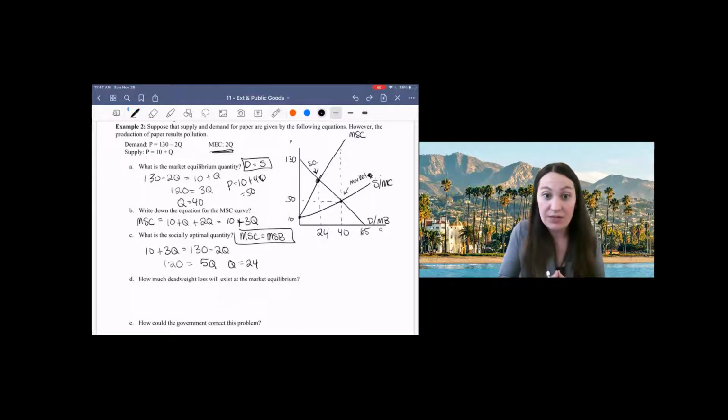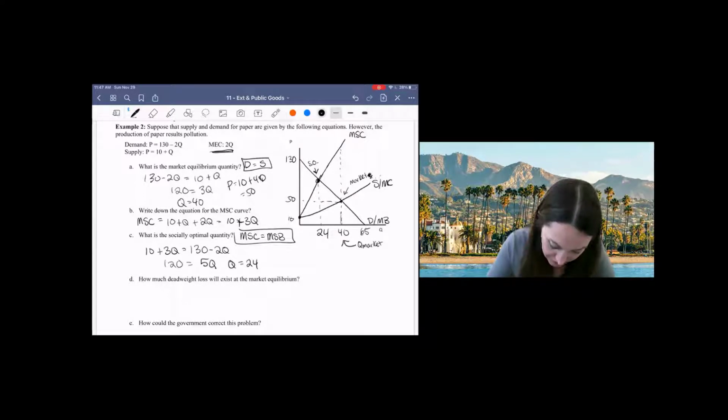All right, then the next question is how much deadweight loss is there in this market? And you can see, right, we want to think about what is total surplus at the market equilibrium compared to total surplus at the socially optimal point. So if we produce all the way out to 40, the problem is that the cost of that production is higher than the benefit of that production. And this triangle here will represent our deadweight loss.